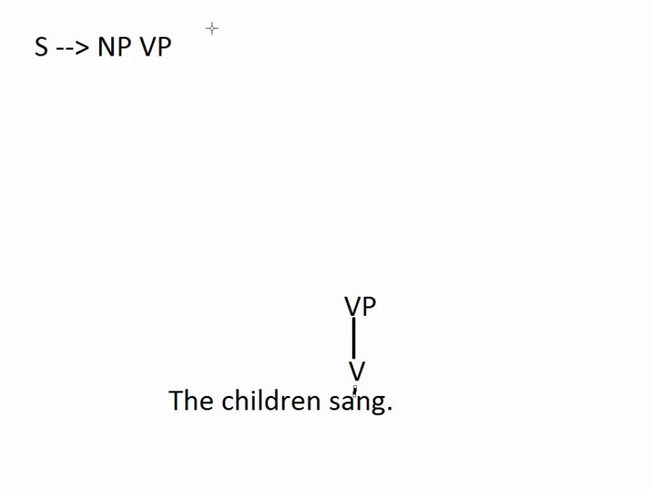Okay, so we've got our predicate, in this case, is just a verb phrase. Okay, so we can add this to our list of rules up here. So let's see. Okay, so we have a sentence can be a noun phrase followed by a verb phrase, and a verb phrase, at least in certain cases, can just be a verb.